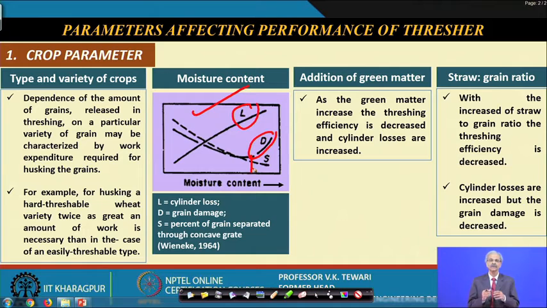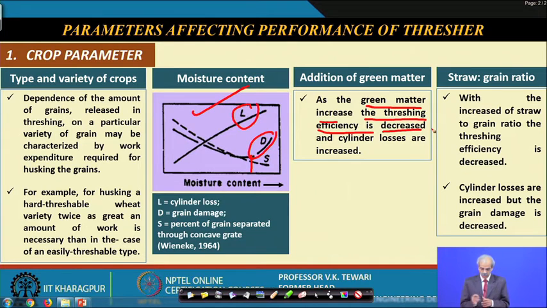Similarly, addition of green matter: if the green matter increases, you will find that the threshing efficiency is decreased, definitely, because more green matter is there. So, the cylinder losses are naturally going to be increased.